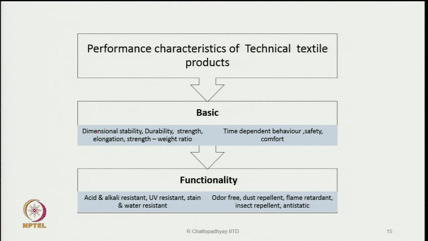The functionality could be that it is acid and alkali resistant, UV resistant, stain and water resistant, odor free, dust repellent, flame retardant, insect repellent, anti-static. They are also part of the functional requirements of many technical textile products. So, there are some basics which we have to meet, and there are some others which are also very important. You can classify them as basics and functionality.